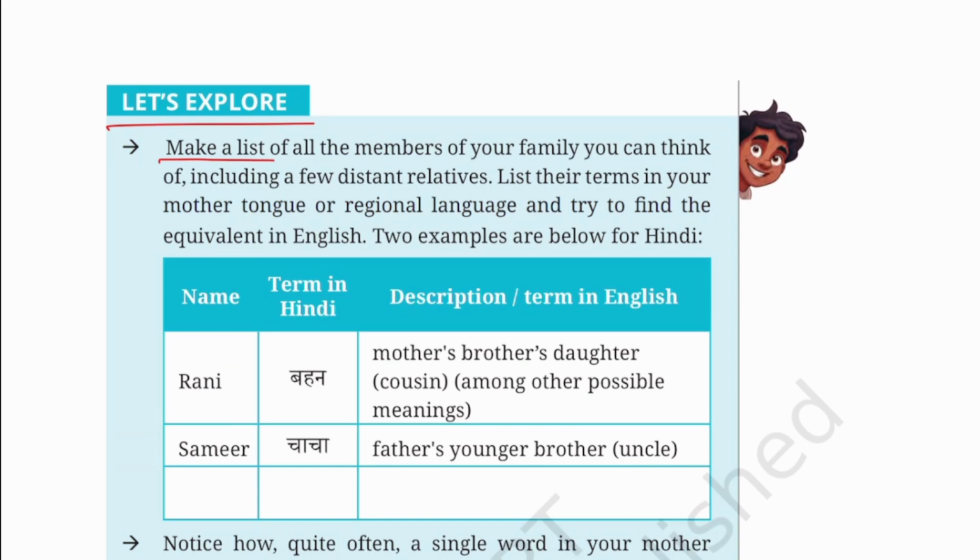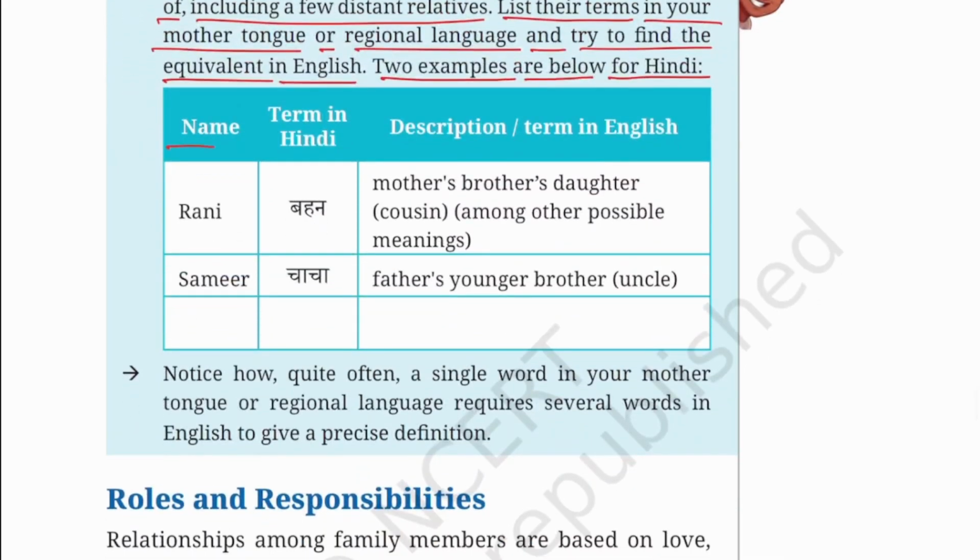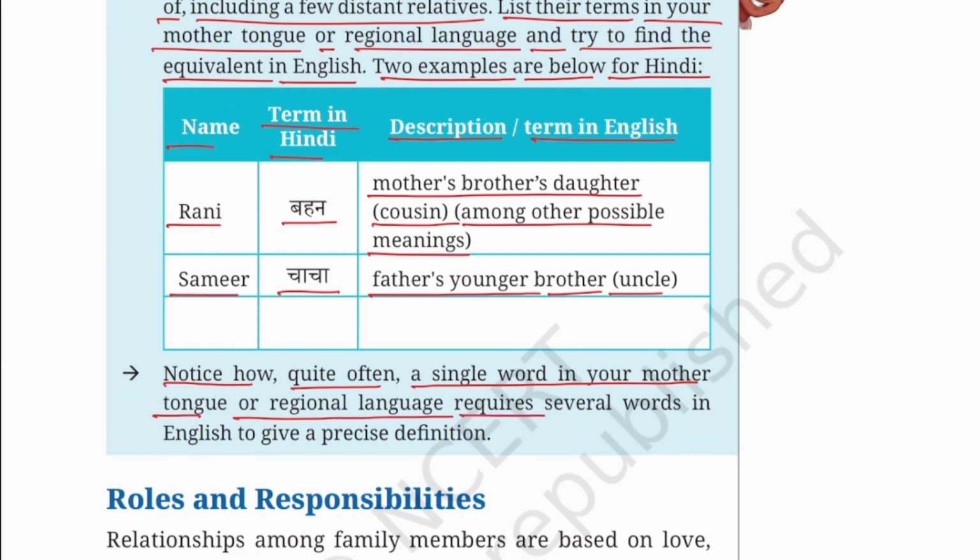Let's explore. Make a list of all the members of your family you can think of, including a few distant relatives. List their terms in your mother tongue or regional language and try to find the equivalent in English. Two examples are below for Hindi. Name, term in Hindi, description, term in English. Rani, Bahan, mother's brother's daughter, cousin, among other possible meanings. Sameer, Chacha, father's younger brother, uncle. Notice how, quite often, a single word in your mother tongue or regional language requires several words in English to give a precise definition.